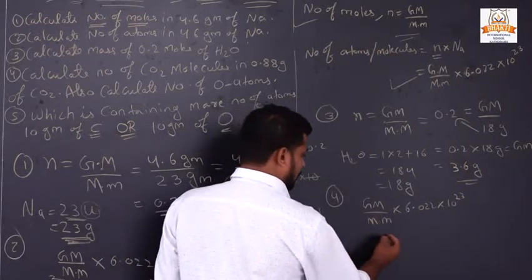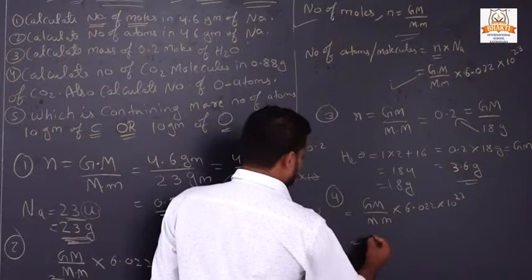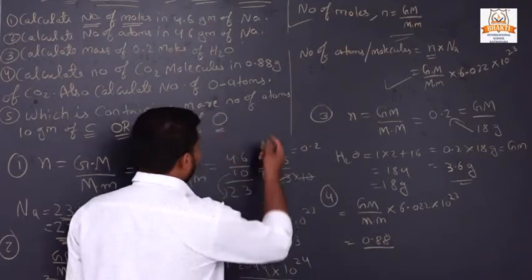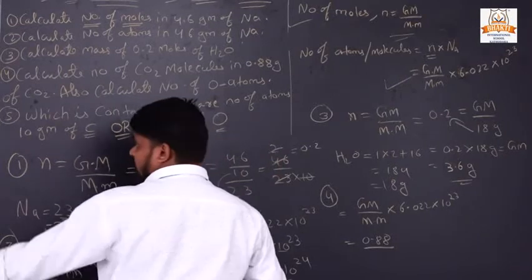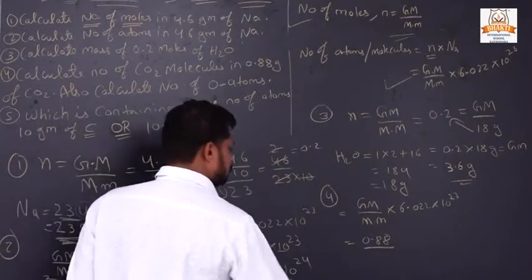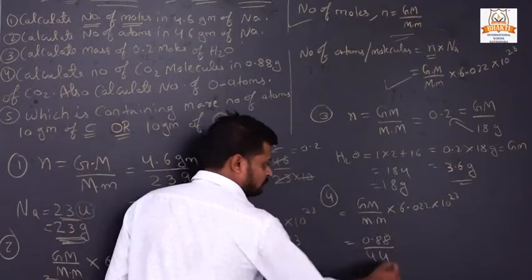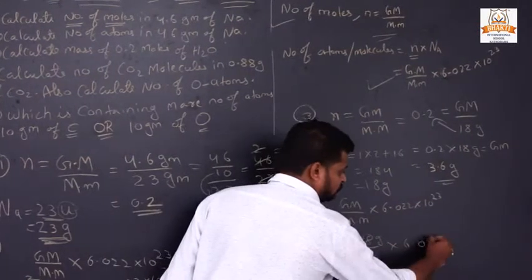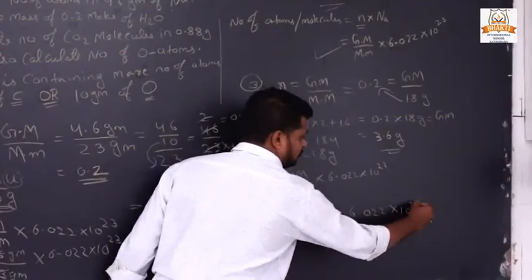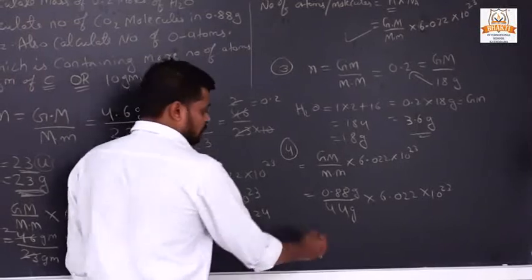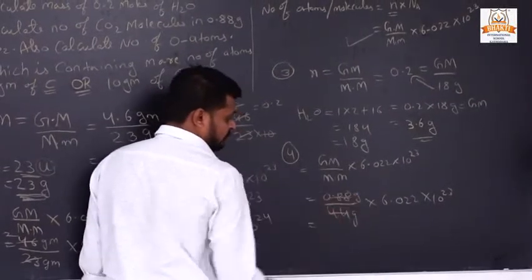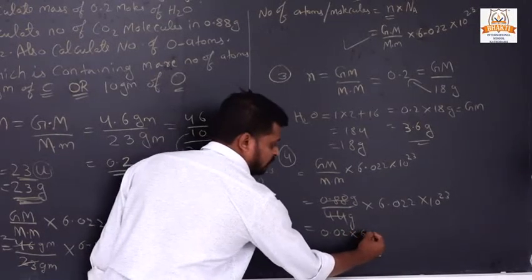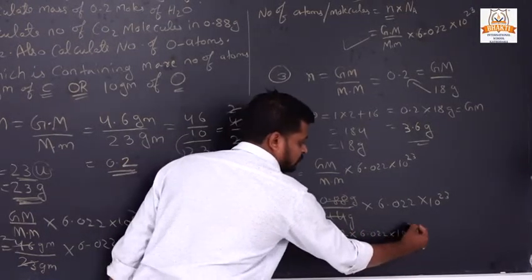In this, what was the given mass? 0.88 upon molar mass of CO2. We already found that the molar mass is 44 gram, into 6.022 into 10 to the power 23. Now, when we divide, we get 0.02 into 6.022 into 10 to the power 23.